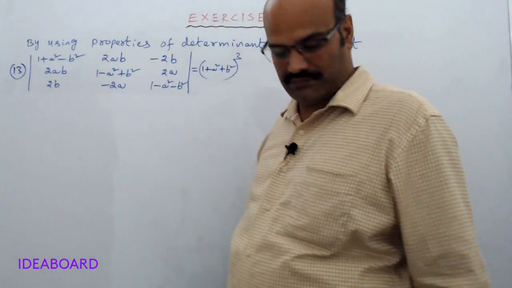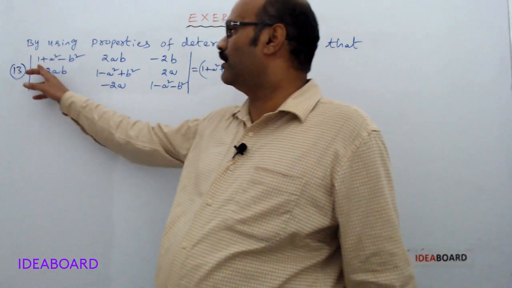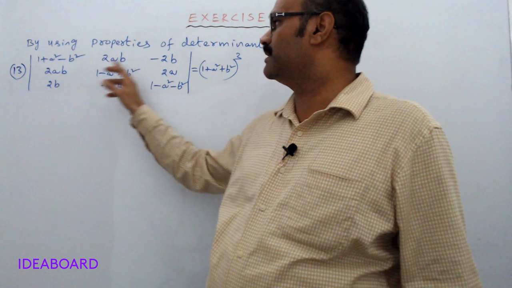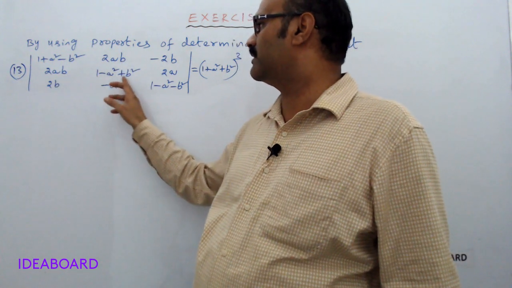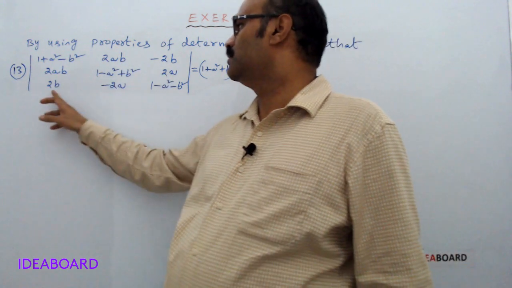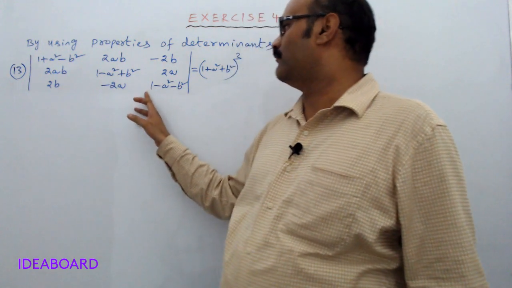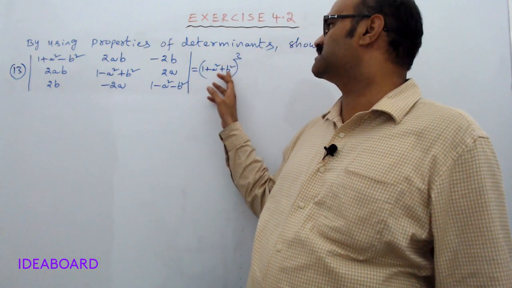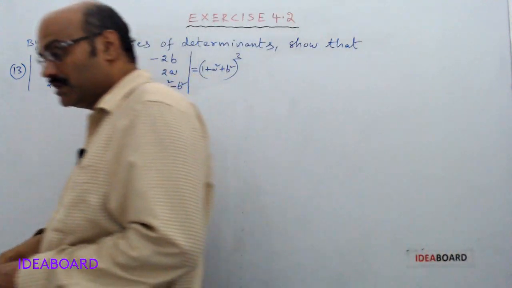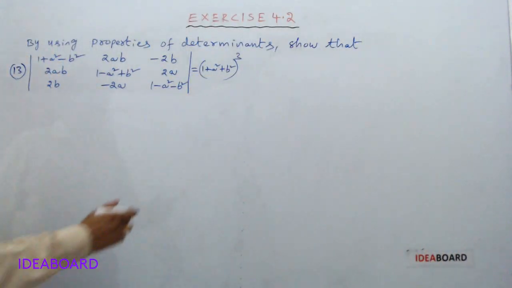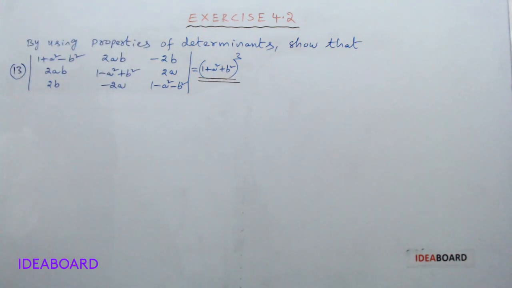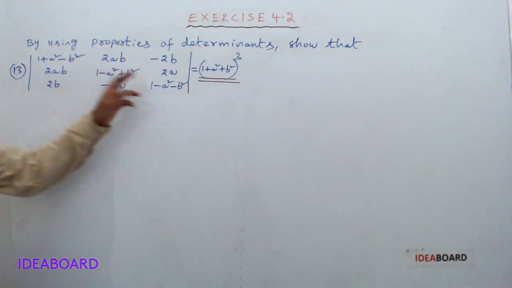13th problem. Determinant of 1 plus a square minus b square, 2ab, minus 2b; 2ab, 1 minus a square plus b square, 2a; 2b, minus 2a, 1 minus a square minus b square, equal to 1 plus a square plus b square whole cube. Here we have to get 1 plus a square plus b square after taking any operation here.